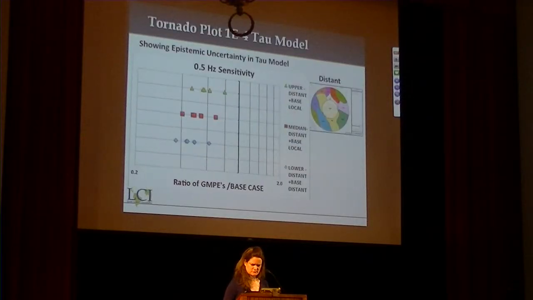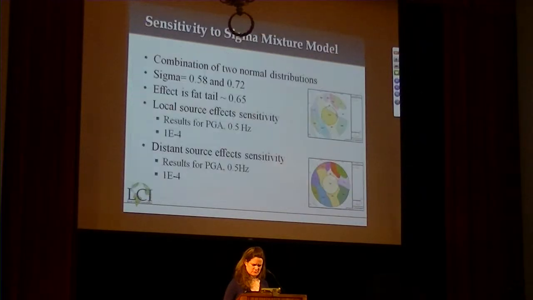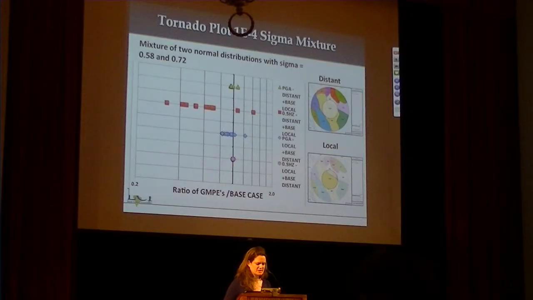And just to make sure I understand, the reason why it's not centered on 1 is because the GMPEs that were used for the base case were not always part of the dots that are plotted here, correct? The GMPEs are just the NGA West ones with the fixed sigma of 0.65. That's for the base case, correct? For the base case, you're right. And these ones have the GMPEs with a fixed sigma, a combination of 0.58 and 0.72.